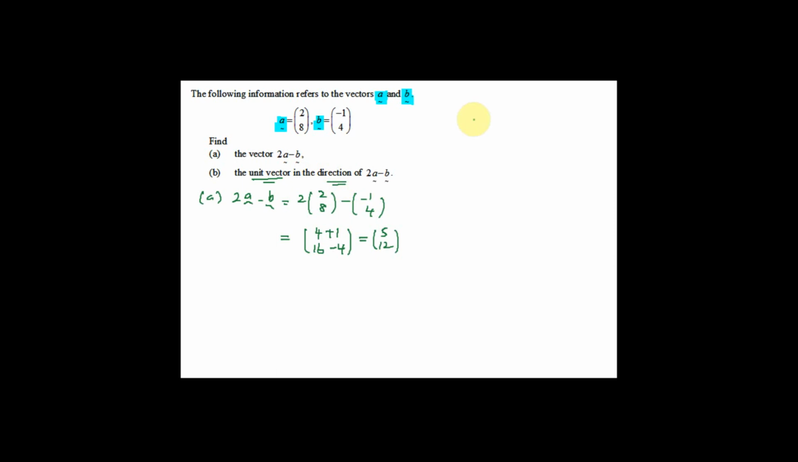So for part B, you have to find the unit vector in the direction of 2a minus b. So again, what you need to do is to get the vector 2a minus b, which is (5, 12), divided by the modulus of this vector. The modulus of 2a minus b equals the square root of 5 squared plus 12 squared, which is equal to 13. So divided by 13, you can put the answer 1 over 13 (5, 12).